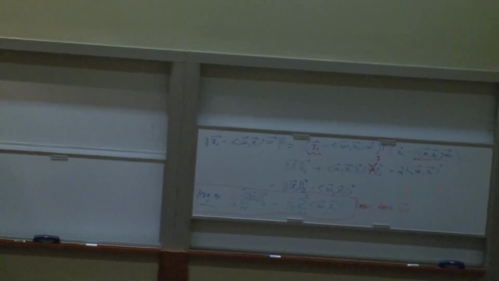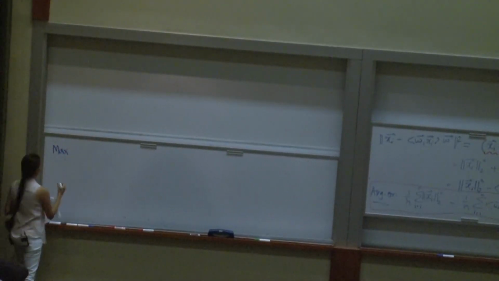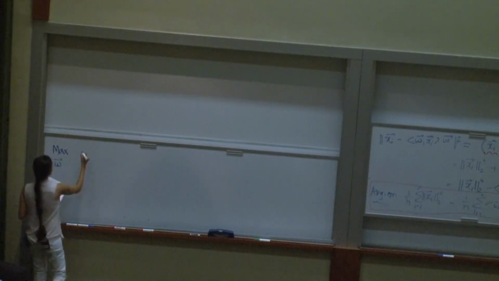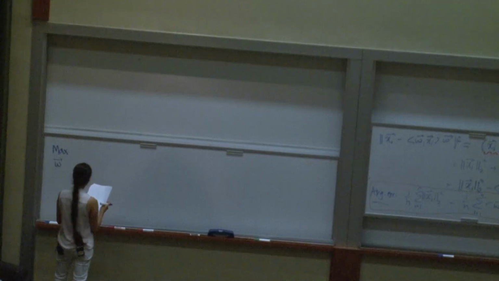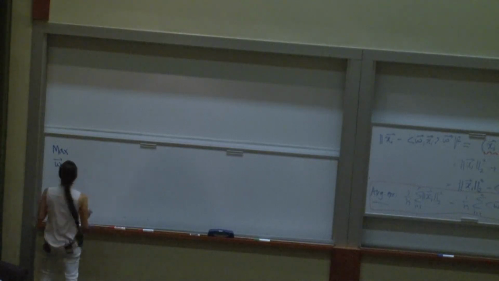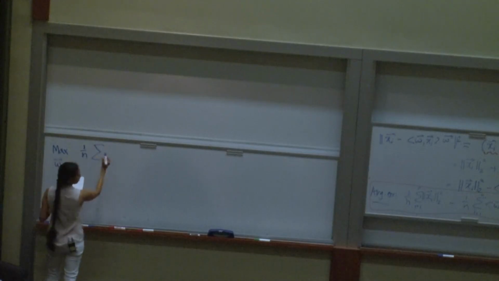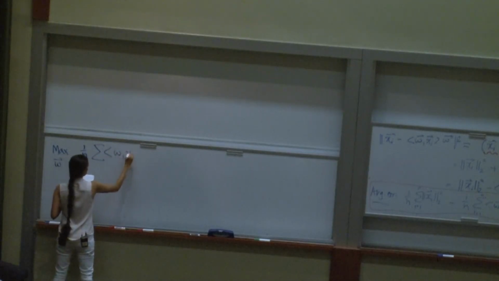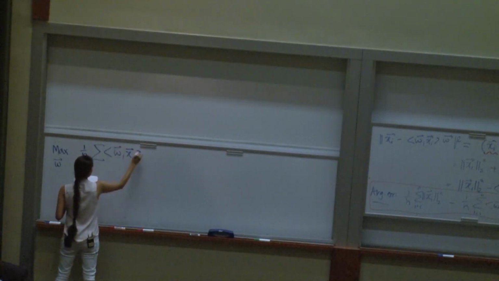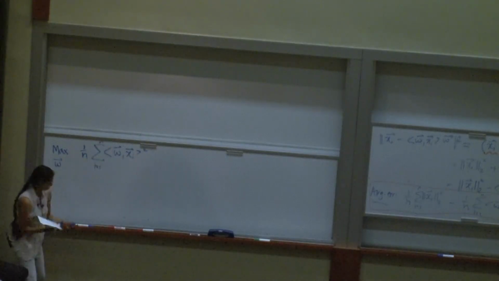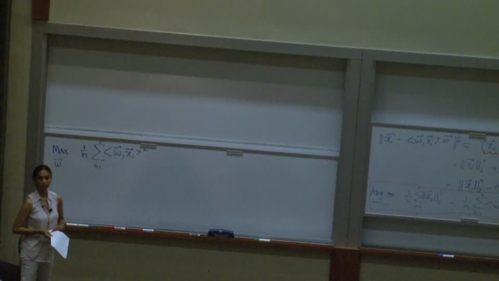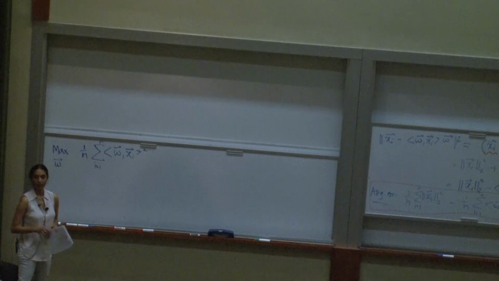So my problem is now maximize over w. The 1 over n doesn't matter either, so I'm just going to drop that part as well. Or we can keep it. It doesn't really matter either way. The square of this inner product. Any questions up to here? Everyone with me? Yes? Okay.